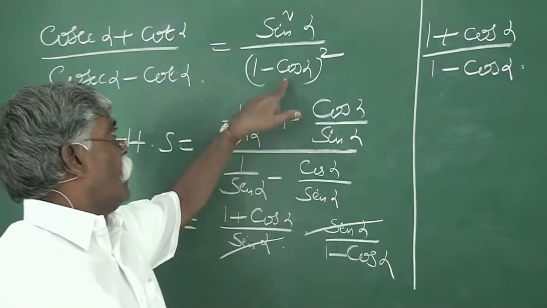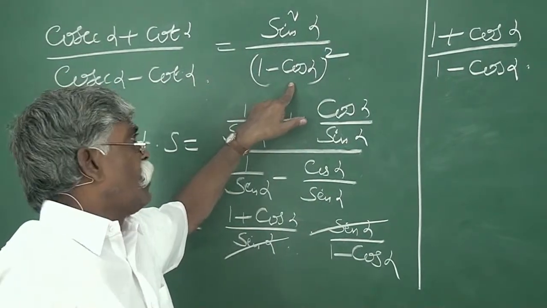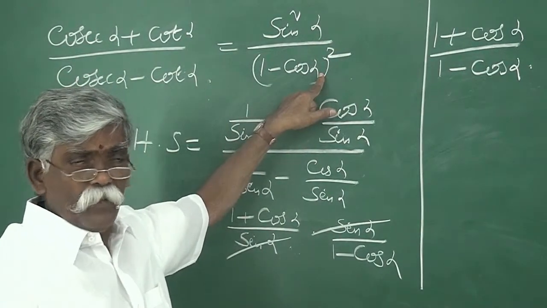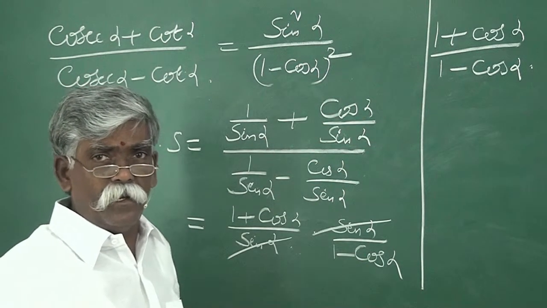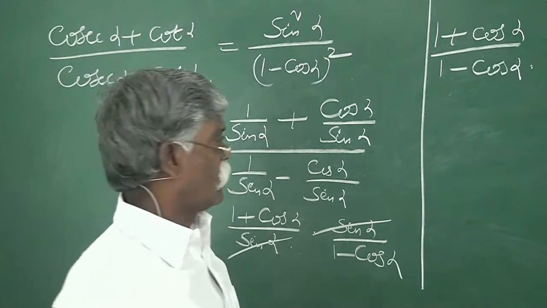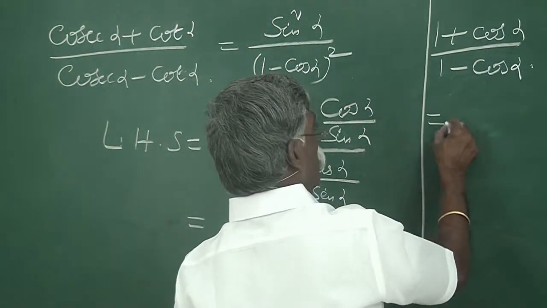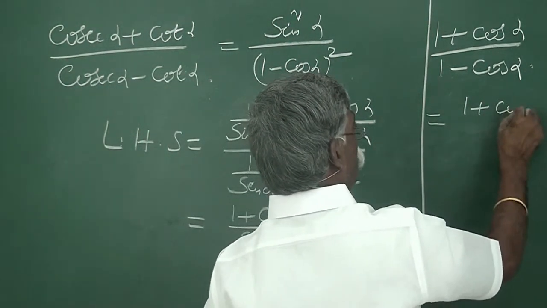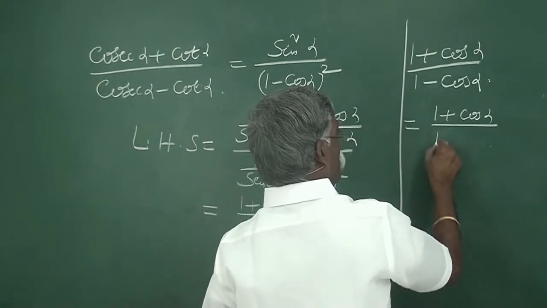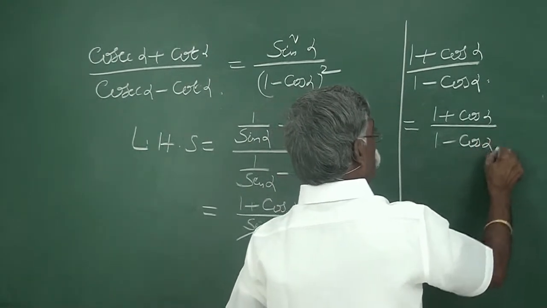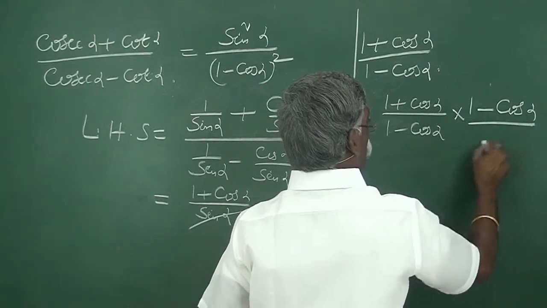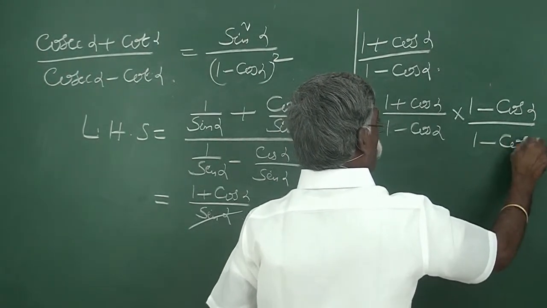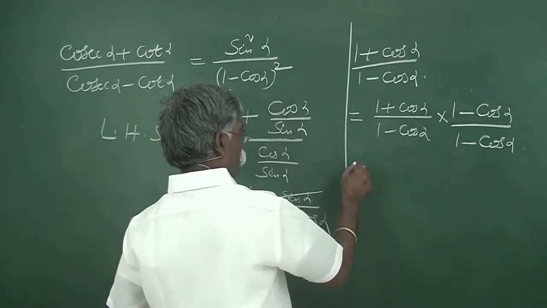If we look at the answer, (1 minus cos alpha) whole square is there. For that purpose, let us multiply the numerator and denominator by (1 minus cos alpha). So this is (1 plus cos alpha) by (1 minus cos alpha). This we are multiplying by (1 minus cos alpha) and dividing by (1 minus cos alpha).